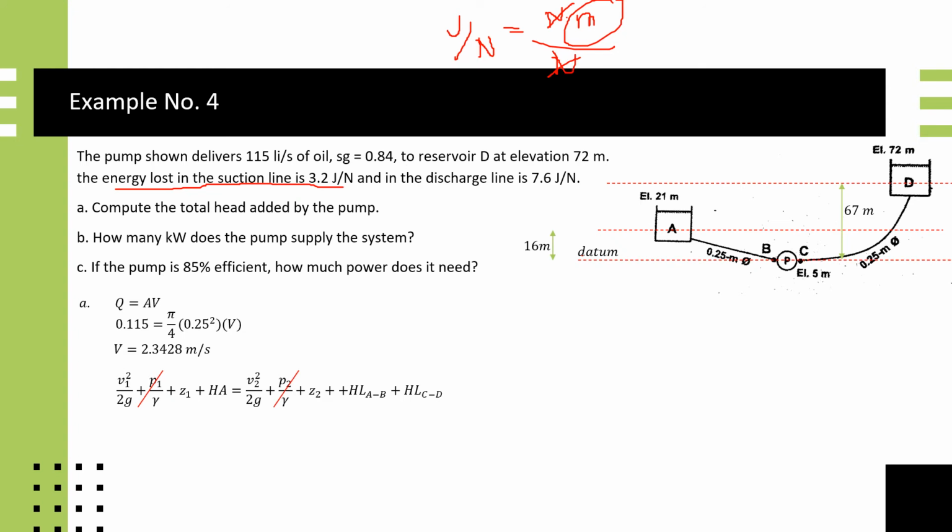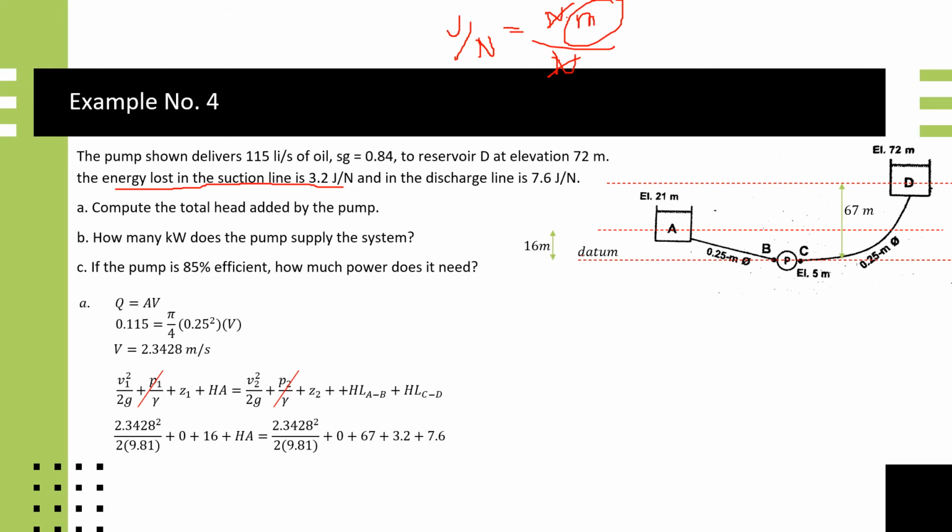Ayan. Mawawala to kasi wala namang pressure na binigay. That is equal to 0. So, next. Ayan. Tignan nyo, nilagay ko na. Kung papansinin nyo, dito, V1 squared, 2.3428 squared over 2 times 9.81 plus Z1, plus P1 over gamma is 0.